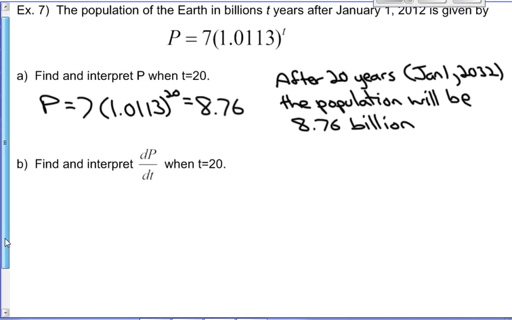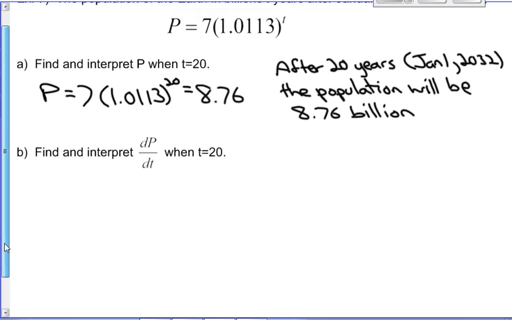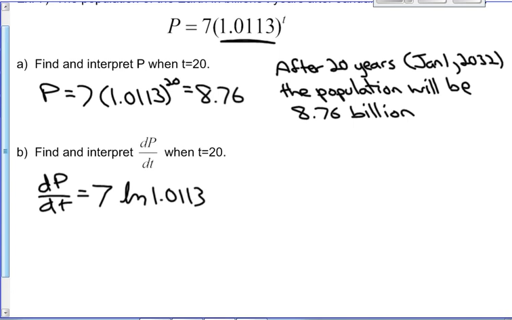Okay, now we're going to find and interpret dP by dt, the derivative. So first of all, let's find an expression for that derivative. And it would be 7 stays out front. That's a constant. Look, it's a base other than e. So we're going to need a ln of 1.0113. And then everything just stays the same. Now you might say, well, what about the chain rule? Okay, you can apply the chain rule, but the derivative of t is just 1. So you'd just be multiplying by 1 at the end.